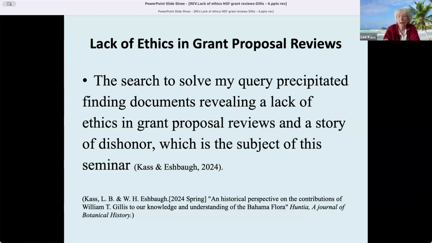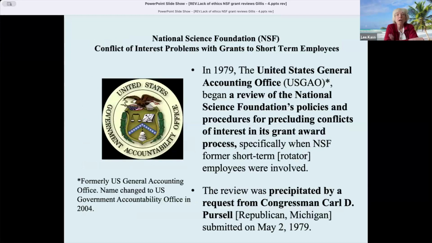So let's see what we found. The National Science Foundation had conflicts of interest problems with grants to short-term employees.